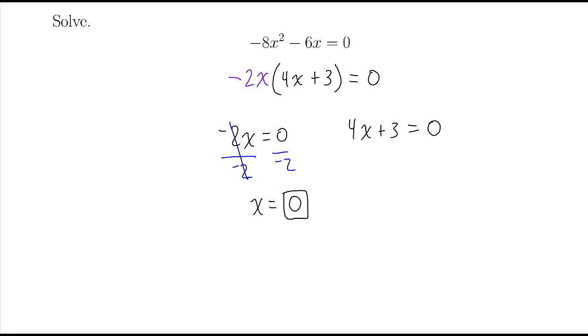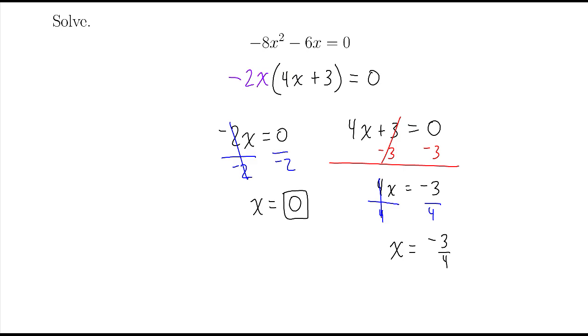4x plus 3 equals 0. Let's subtract 3 from both sides to eliminate the constant term. That will give me 4x equals negative 3. Let's divide both sides by 4 to remove the coefficient. 4 divided by 4 is 1, so that's really just 1x, or just x, equals negative 3/4. So my solutions are 0 and negative 3/4.